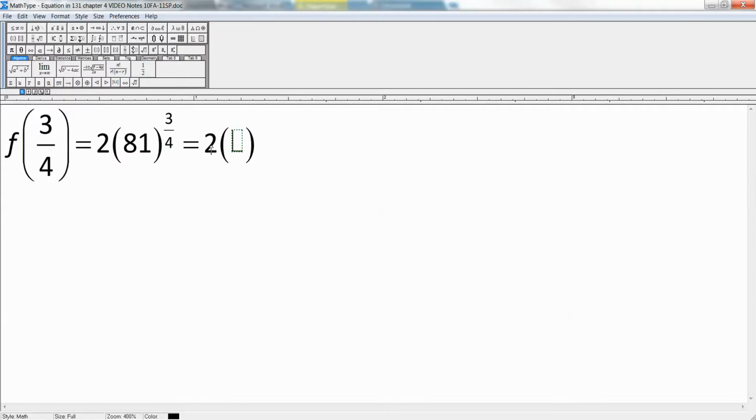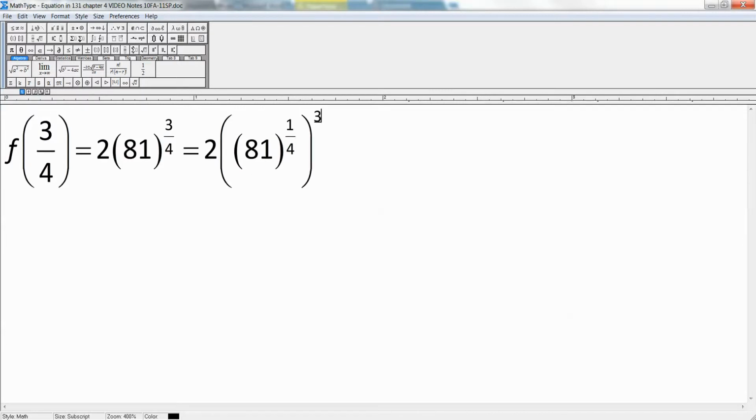81 to the 3/4. We'll start with 81 to the 1/4, right? Break it up into 2 pieces. You want the 1/4, and then you want the 3 outside. So that's 2 times, now 81 to the 1/4, that's the 4th root of 81. And you want to raise that to the 3rd power. I'm going to put this down here. And again, you don't have to write the root part. You can just do the fraction power part if you want. I like putting both in so you guys can see them, because sometimes students are more familiar with the roots than they are with the fraction powers.